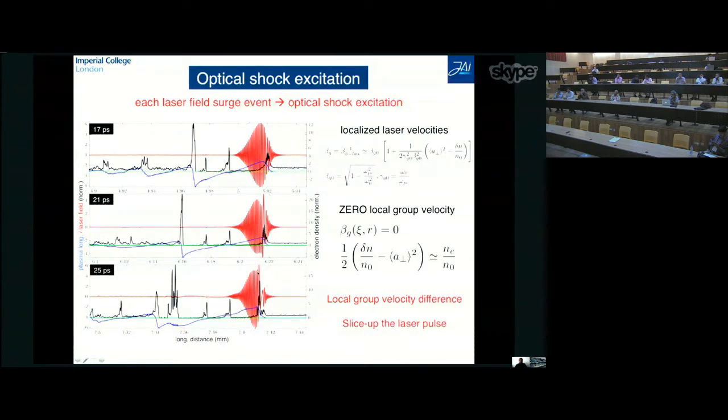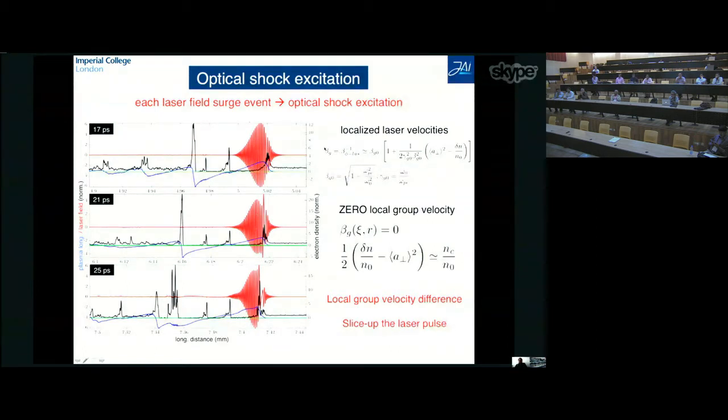And then you can see at a later time that this is basically slicing the laser pulse into two parts. And this is the optical shock state. So Ponderomotive force basically is the gradient of the laser pulse envelope, and you can see that here the gradient of the envelope is almost infinite in some sense. But let's try to understand why this optical shock is excited.